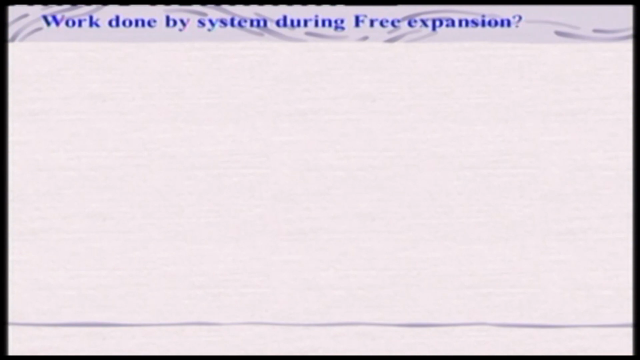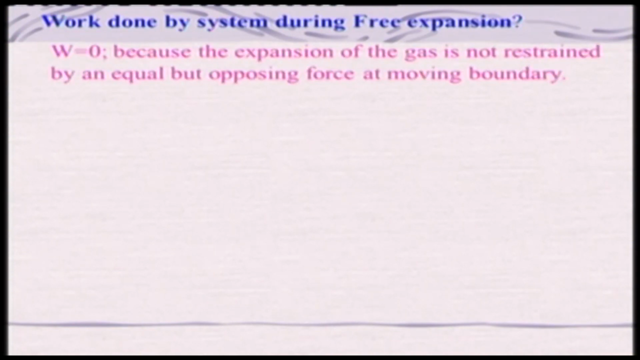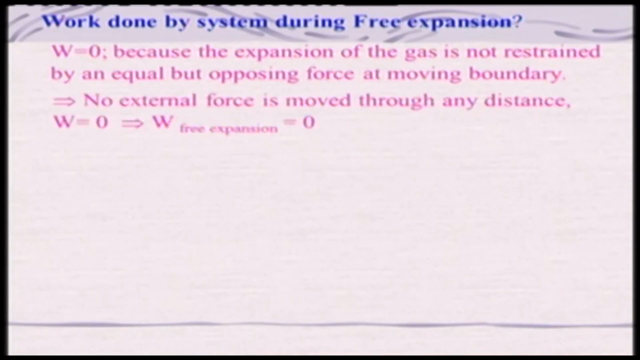Why? Because what will the work done be in this case? Work done will be 0, because the expansion of the gas is not restrained by an equal but opposite force at the moving boundary, because all the time it is experiencing 0 pressure. And no external force is moving through a distance, because the vacuum remains there. So the work done due to free expansion will be 0.